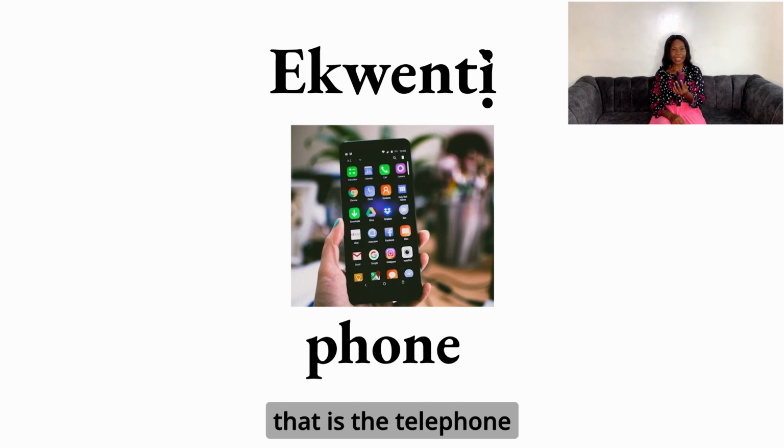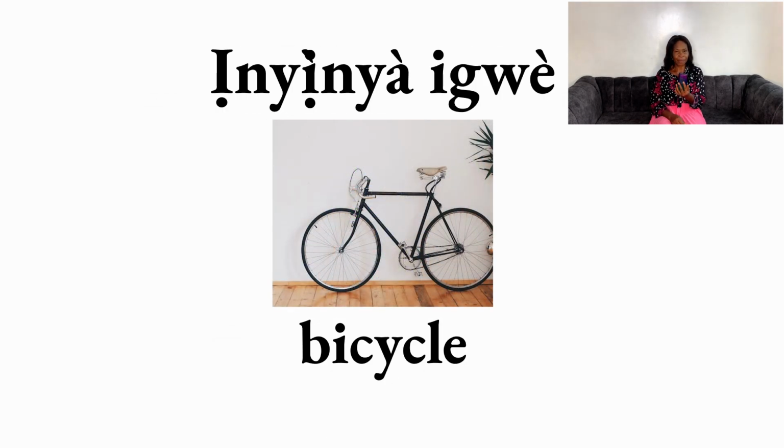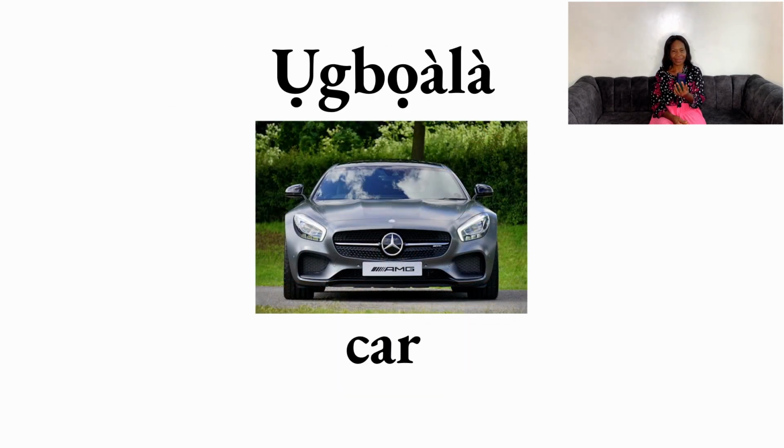Ekwentị, that is the telephone. Ekwentị, telephone. Ịnyịnya igwe, bicycle. Ịnyịnya igwe, bicycle. Ụgbọala, ụgbọ is like ship, ala, then land. But in this case, it is car. Ụgbọala is car or any other kind of vehicle we call them ụgbọala.